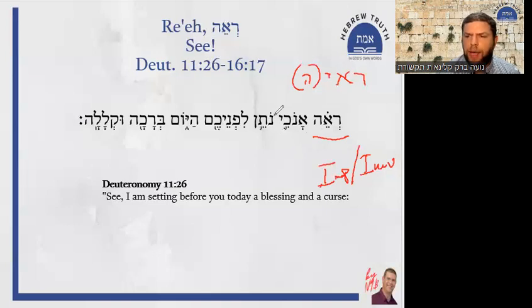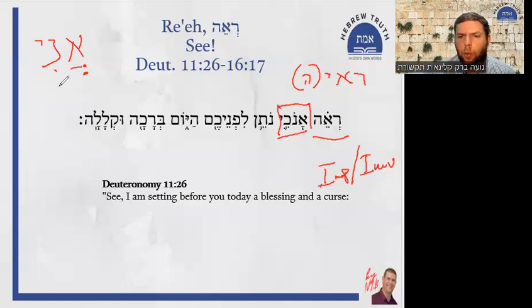Then we have Anochi. Anochi is the first person common singular independent pronoun. That's the Hebrew way of saying I. Now we actually have two of these in Hebrew. We have Anochi and Ani. Ani versus Anochi. They may alternate. We may find them in similar surroundings.